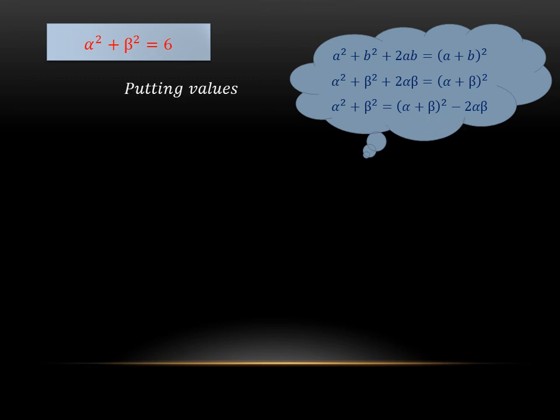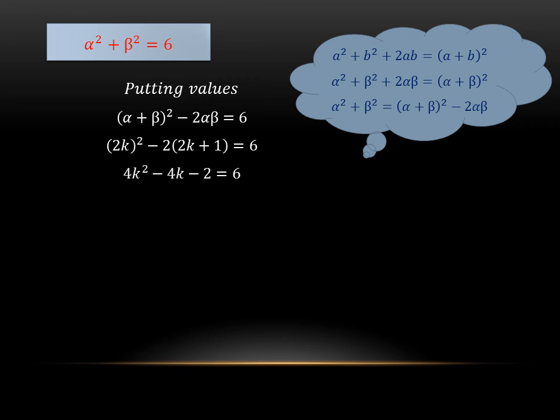We will put the values. We will replace alpha square plus beta square with alpha plus beta whole square minus 2 alpha beta, and is equal to 6 will remain the same. The answer of alpha plus beta was 2k, so 2k whole square minus 2 into the answer of alpha beta, which was 2k plus 1, is equal to 6. Taking the square and opening the bracket, the square of 2 is 4 and k is k square. Then we have to multiply minus 2 with the terms inside the bracket. So the plus sign changes to minus because minus plus is minus. 2 into 2k is 4k and 2 into 1 is 2.